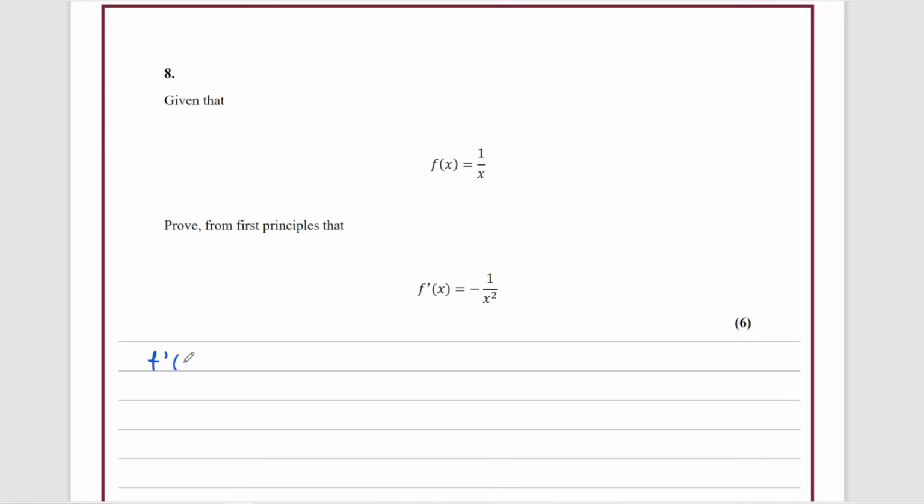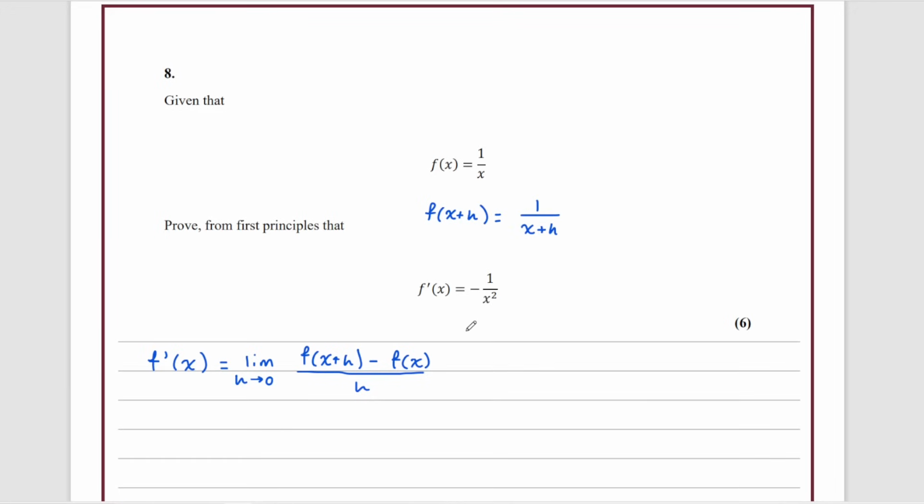So f prime of x, the derivative, is equal to the limit as h tends to 0 of f of x plus h minus f of x, and this is all over h. Okay, so this is the result that we're going to use for this question here. So f of x equal to 1 over x. So what about f of x plus h? So f of x plus h, that would simply be 1 over x plus h.